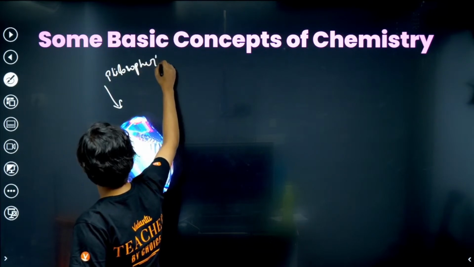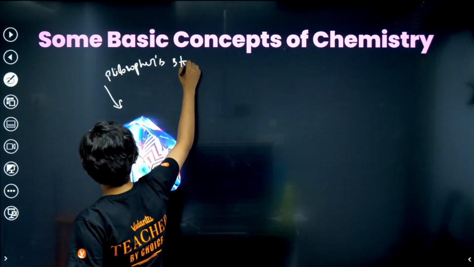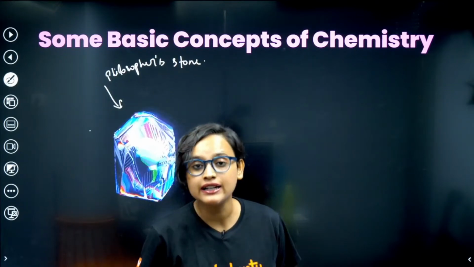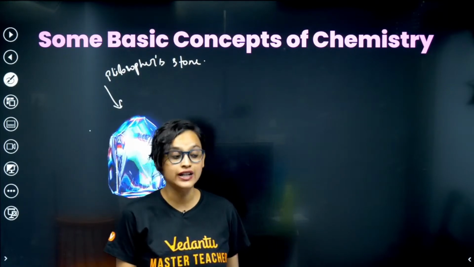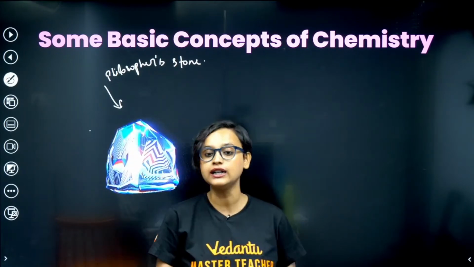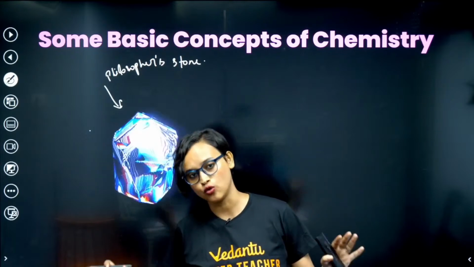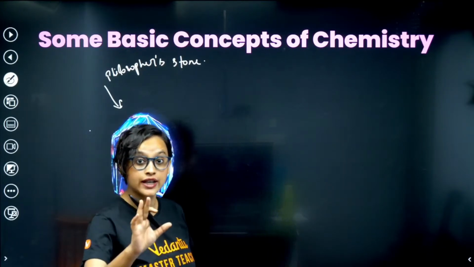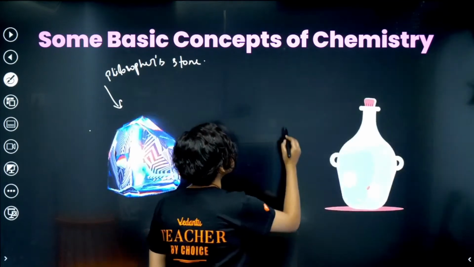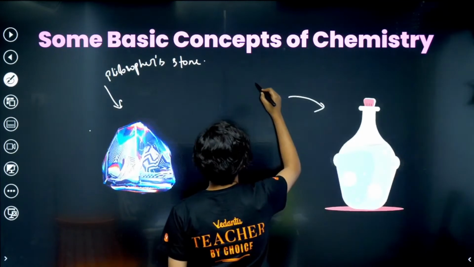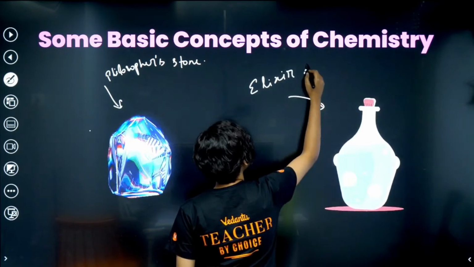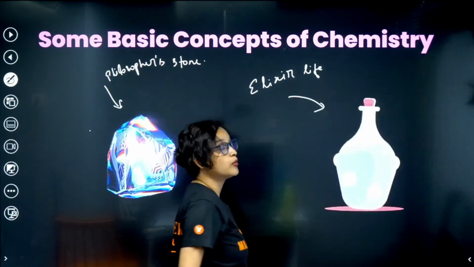Now, what is this philosopher's stone? What will this philosopher's stone do? We expected that the philosopher's stone would touch all the baser metals like iron or nickel or cobalt, and it would convert them into gold. Yes, that's what we expected. The second thing that we wanted to find out was the elixir of life. And why this? Because we wanted to be immortal.